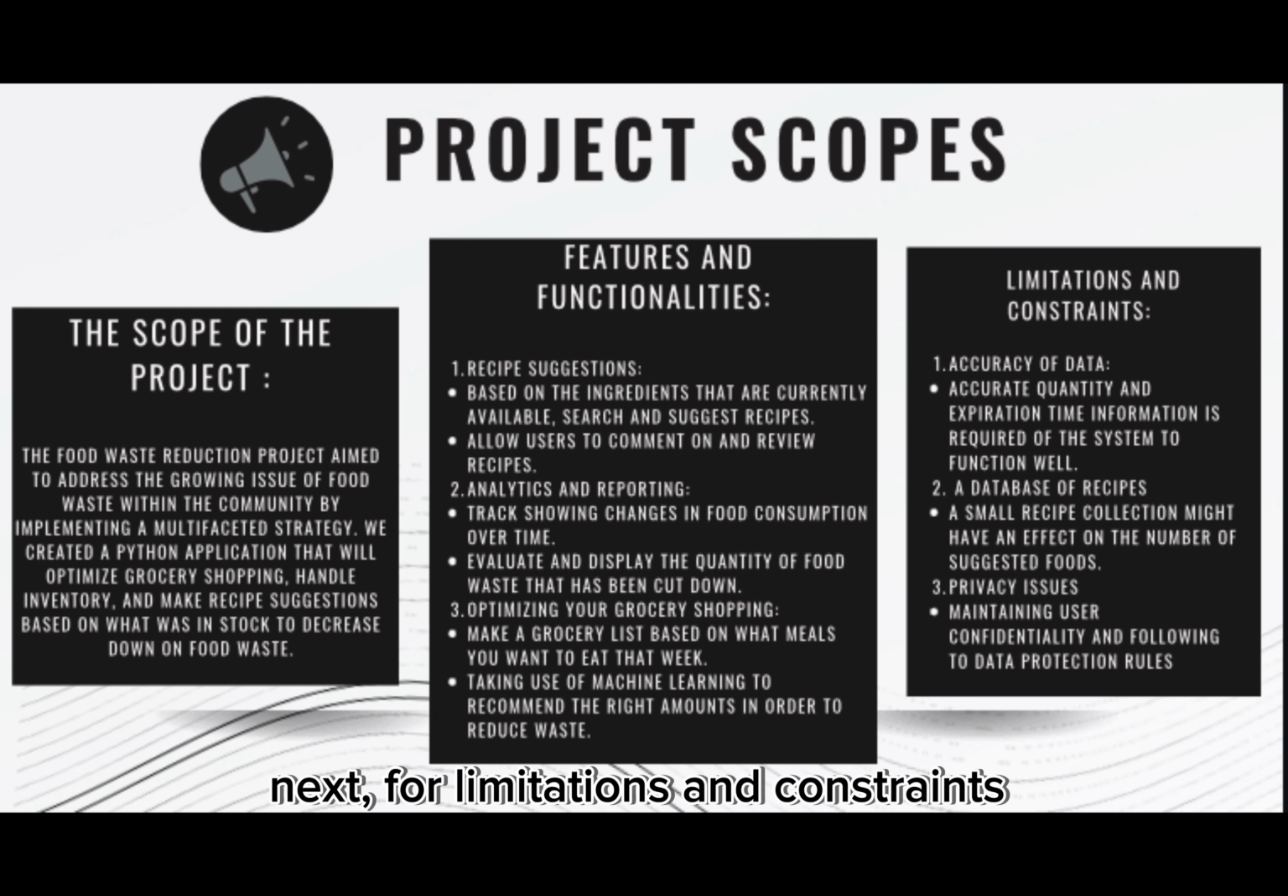Last, for the limitations and constraints. First, accuracy of data. Accurate quantity and expiration time information is required for the system to function well. Second, a database of recipes. A small recipe collection might have an effect on the number of suggested foods. Lastly, privacy issues. Maintaining user confidentiality and following data protection rules.